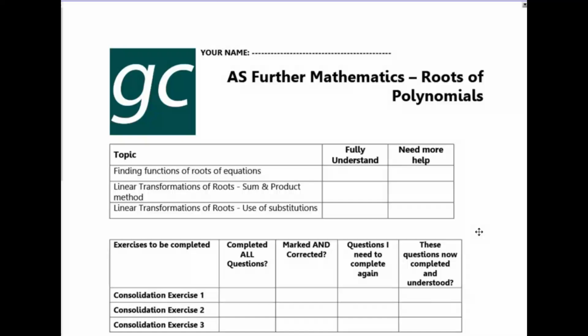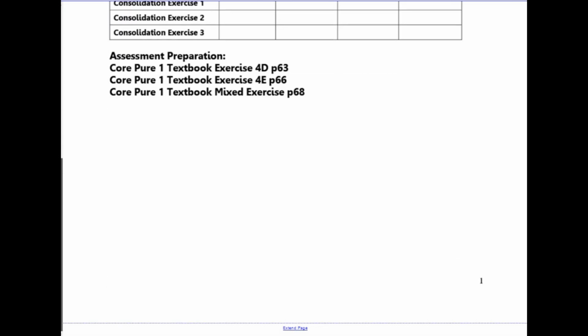This is lesson 1 in the AS Further Maths Roots of Polynomials pack. This follows on from the Roots of Polynomials work that you did in the complex numbers pack earlier on in the year. Just as a quick recap, what you should remember from that pack is the relationships between the roots of a polynomial and its coefficients.